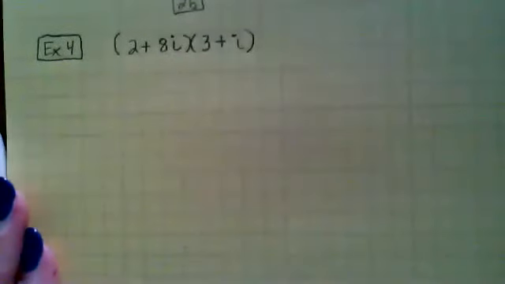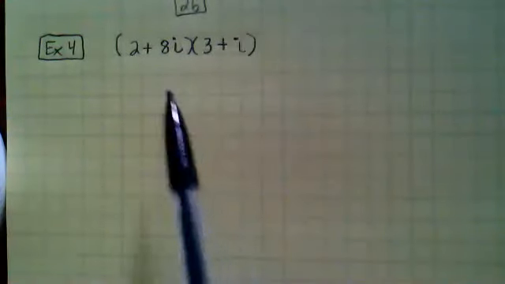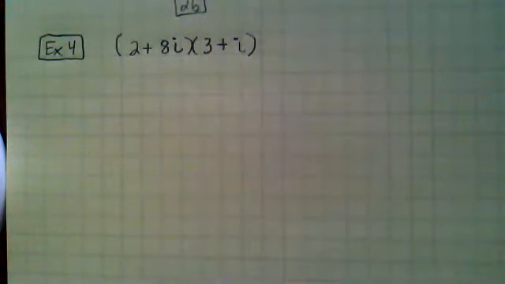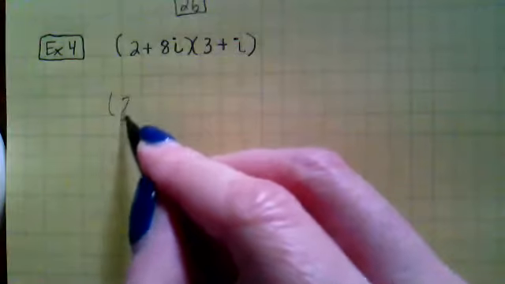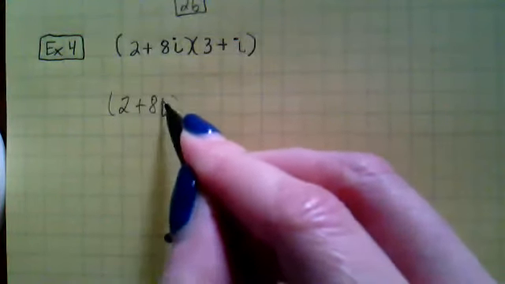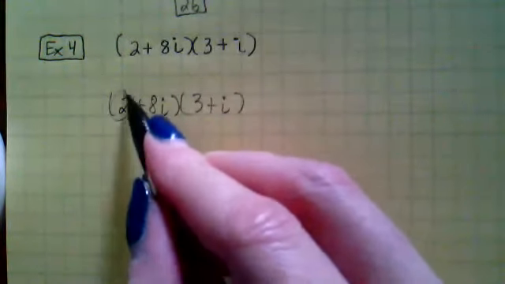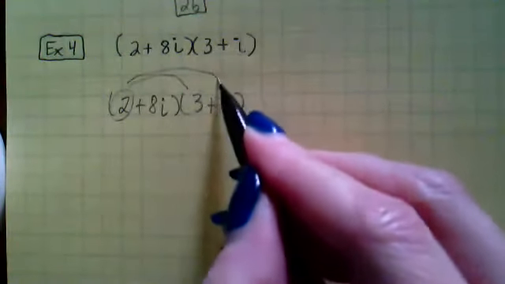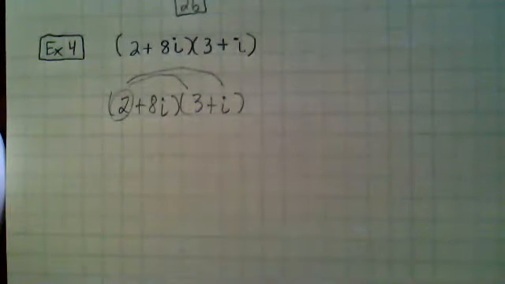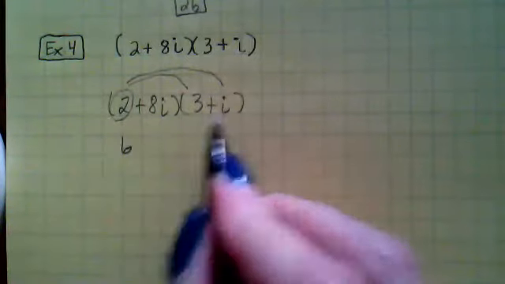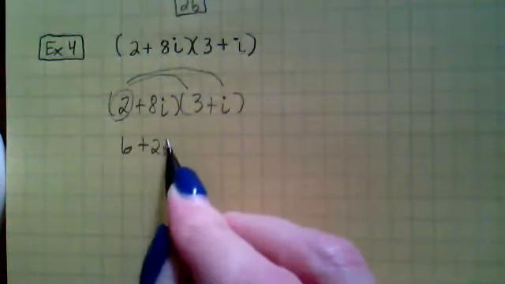All right, last example. Okay, so this one will actually probably be the easiest example because it's all positive. Notice there's no negative signs involved. And I'll do this one double distribution. So we get 2 plus 8i times 3 plus i. So we're going to take the 2 and we're going to multiply it by both of the terms in the second complex number. So 2 times 3 is 6, and 2 times i is positive 2i.